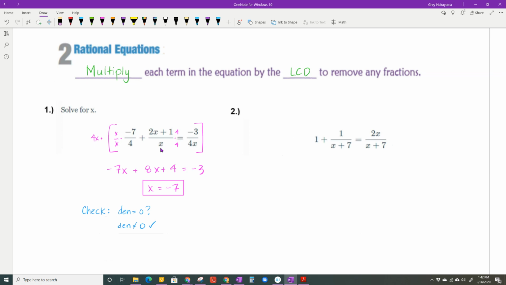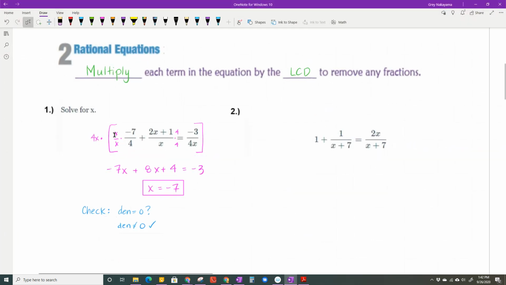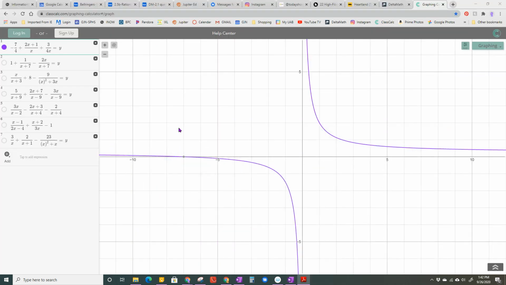Now, you could still have the wrong answer if you don't plug it back into the original equation, but another alternative is to go and graph it. So what I did here is I took this equation here, and I took this term to the other side. And if I take it to the other side, that means I'm adding it. Okay, so if you look up here, this is my equation, which is negative 7/4 plus 2x plus 1 over x, and then plus 3 over 4x.